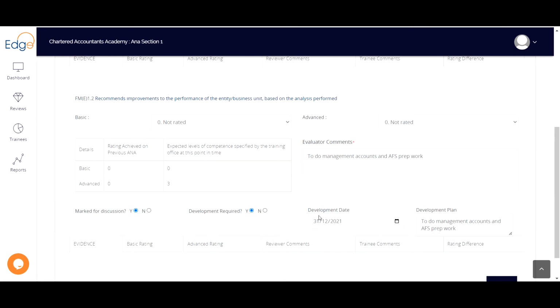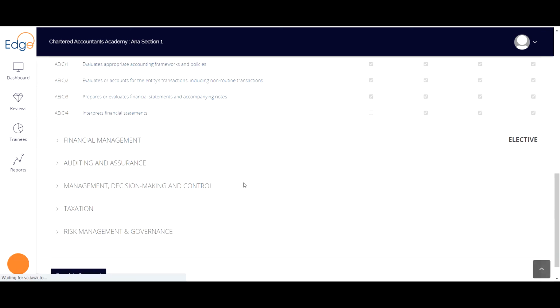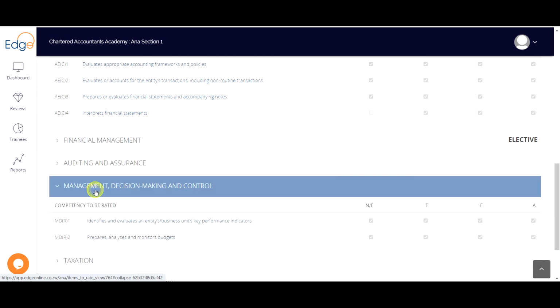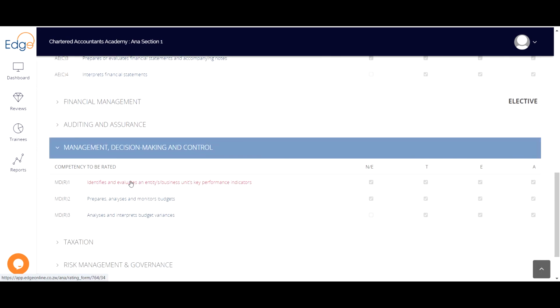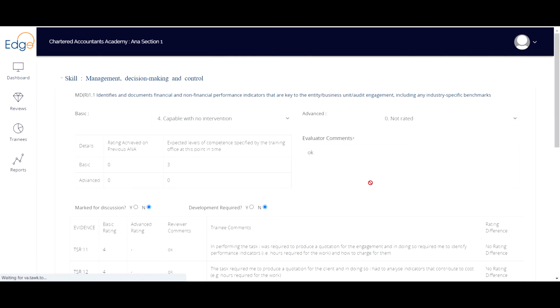And the same applies for the next competence. There was no evidence, and yet they are expected now to be on level 3. Hence, the evaluator raised the development plan for them. Right. Okay, and when you're done, you click on submit. So let's pick management. So this one, I'm going to be picking the first one. As you can see, there's evidence here.